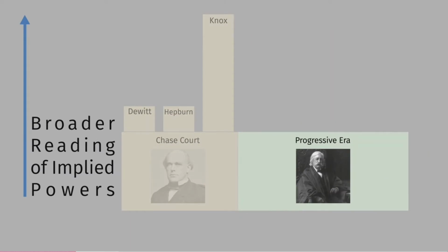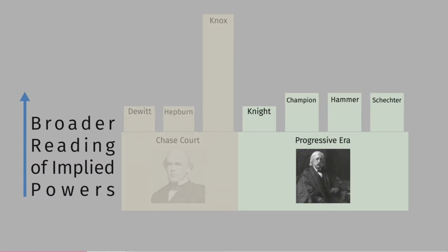And during the Progressive Era, the court flip-flopped. In E.C. Knight and Hammer, the court narrowed Congress's implied powers to regulate local business transactions, but in Champion, it upheld a law prohibiting the sale of lottery tickets, and in Schechter Poultry, it reasserted a limit on Congress's implied powers to invalidate the National Recovery Act.